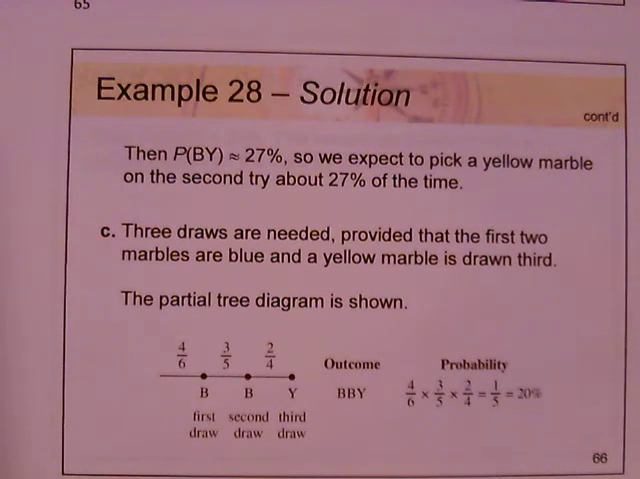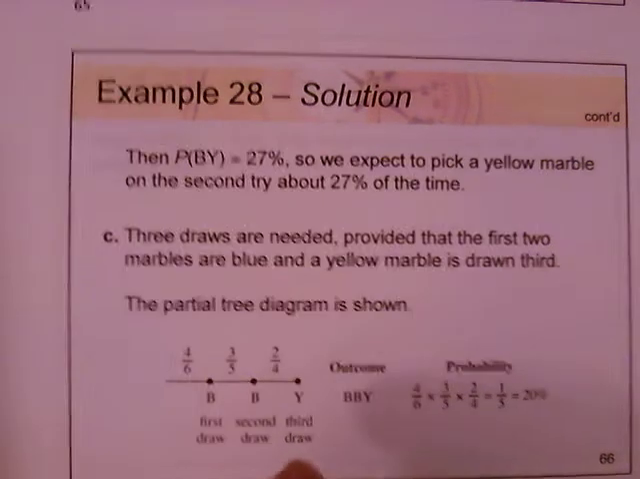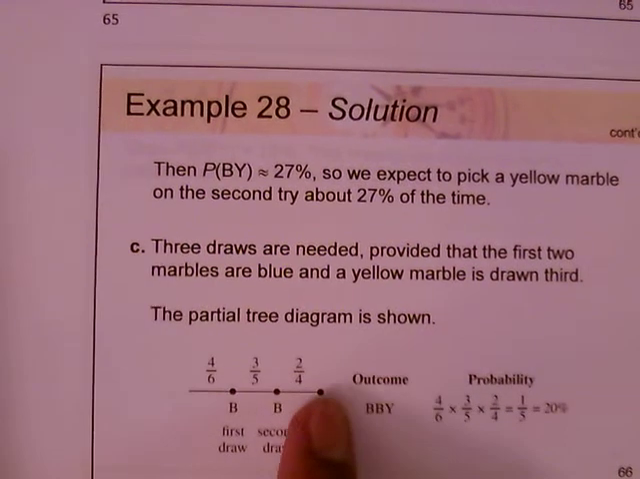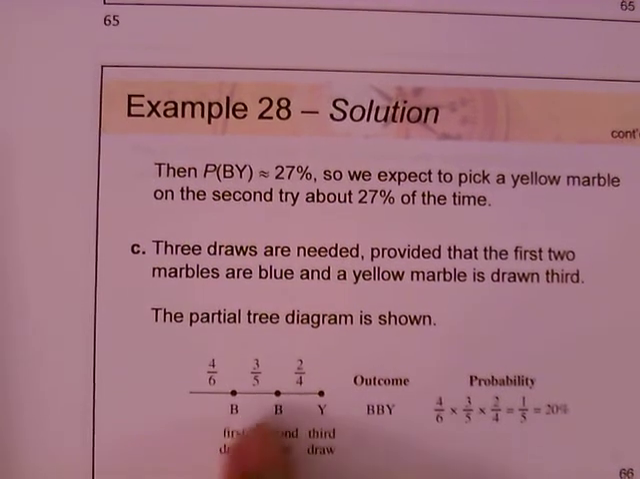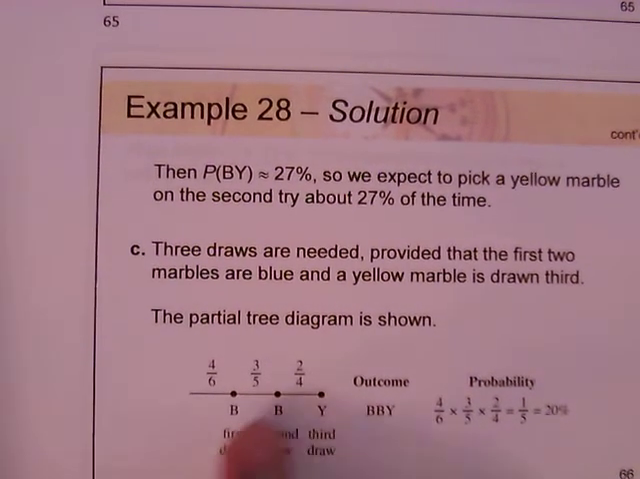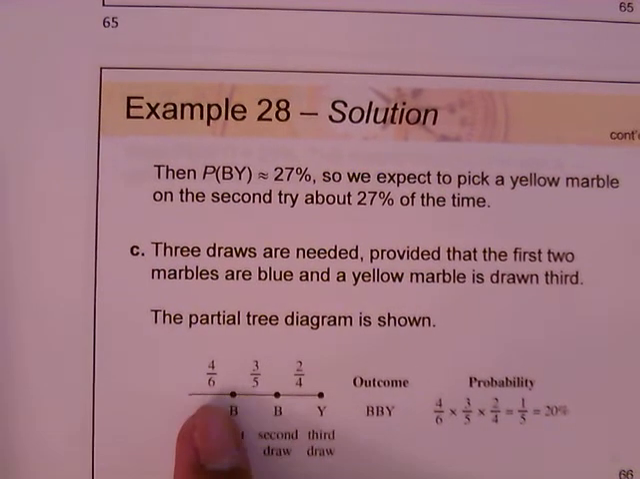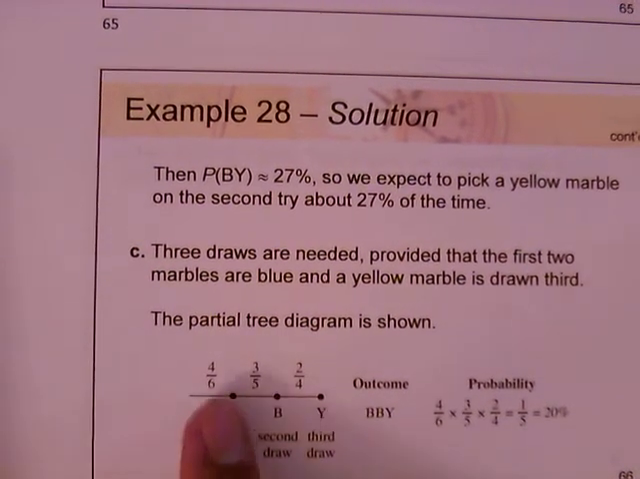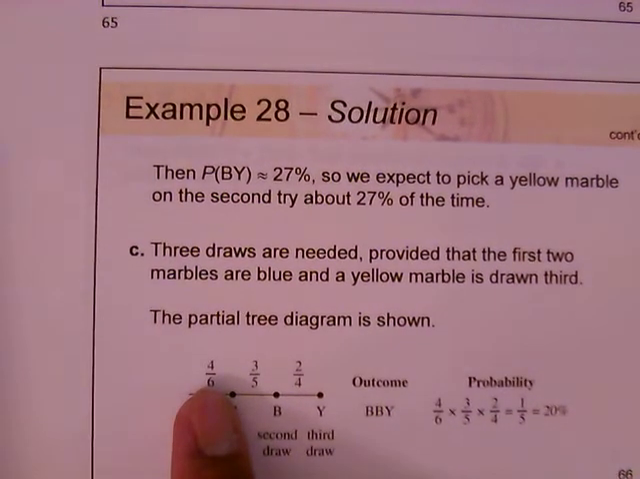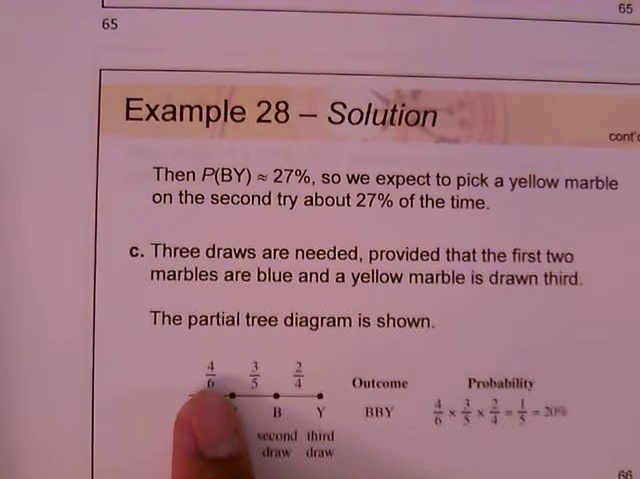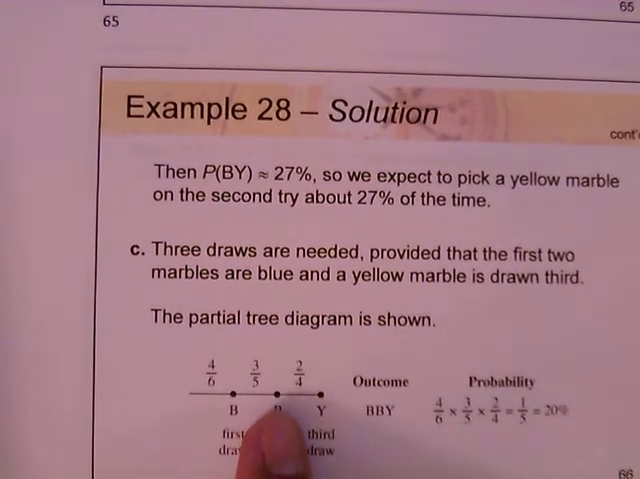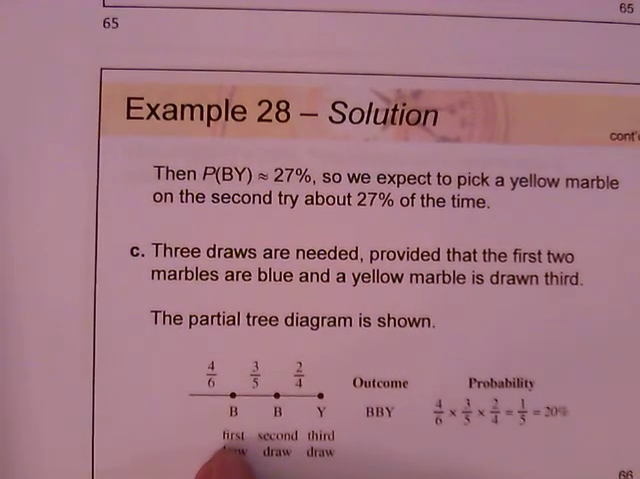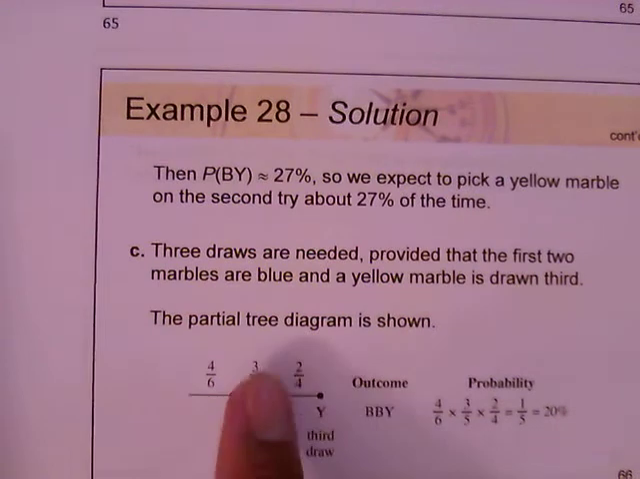And then 3 draws are needed. Well, if 3 draws are needed, that means on the third draw it has to be yellow. That means the first and the second draws have to be blue. Okay? Has to be. So on the first try, we get a blue marble. That probability would be 4/6. So that means now you're going to have 3 blue marbles, and now you're going to have 5 left in the jar. So the probability of picking a blue marble, given that we drew a blue marble on the first draw, would be 3/5.